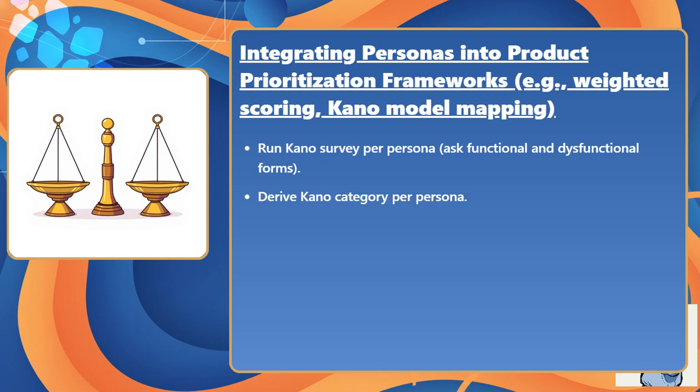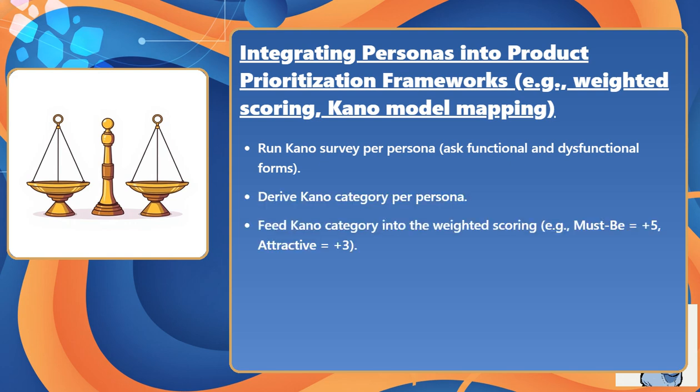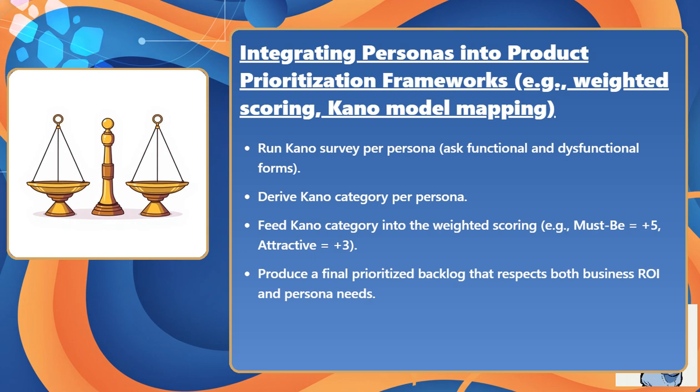Derive the Kano category per persona. Feed the Kano category into the weighted scoring. For example, must-be equals +5, attractive equals +3. Produce a final prioritized backlog that respects both business ROI and persona needs.